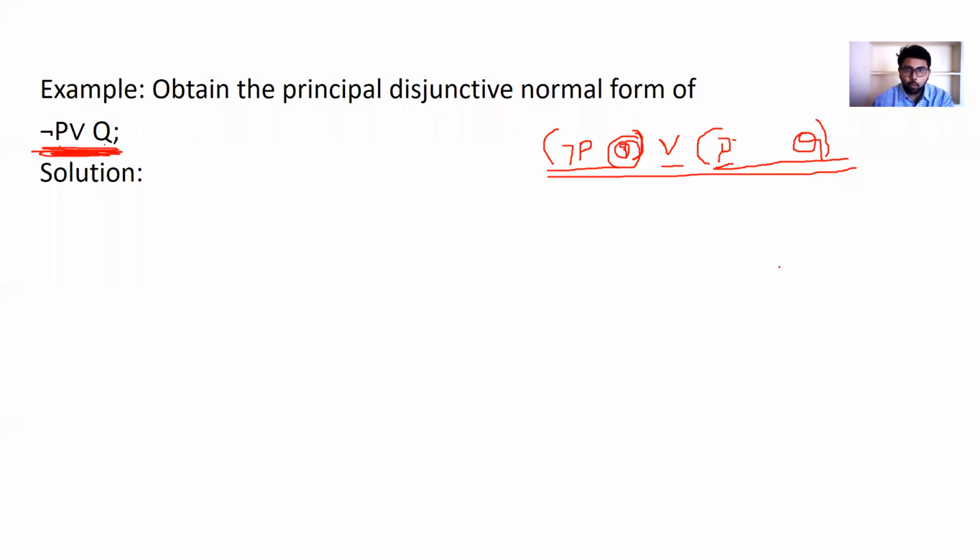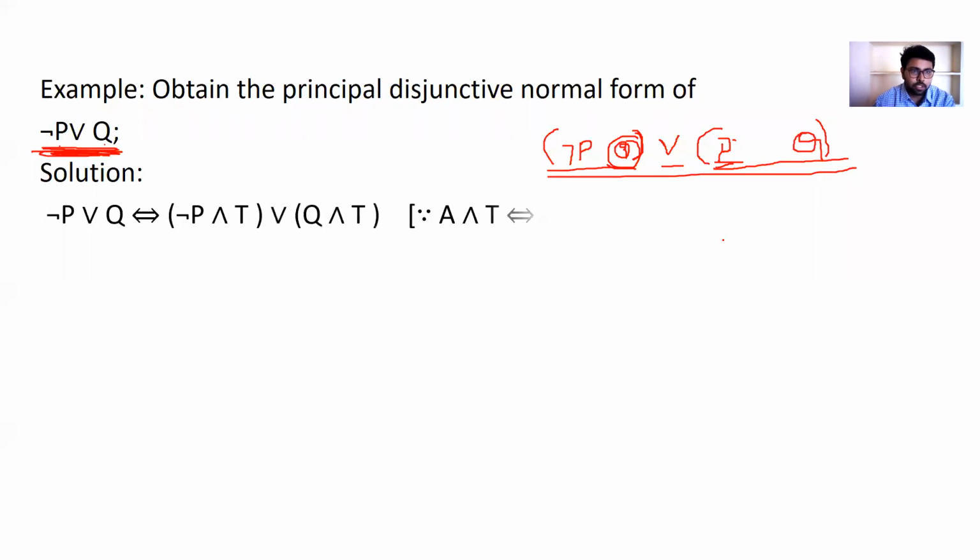Yes. So now, in the place of the missing terms, I'm going to write true. So negation of P or Q should be equivalent to this. In the place of missing terms, I'm going to write true. Why? Because A and true is equivalent to A. Negation of P and true is equivalent to negation P, and Q and true is equivalent to Q. That's why I'm writing like this.